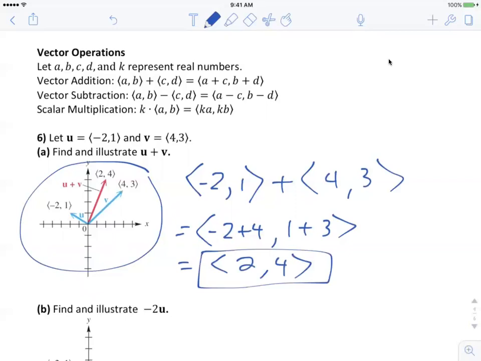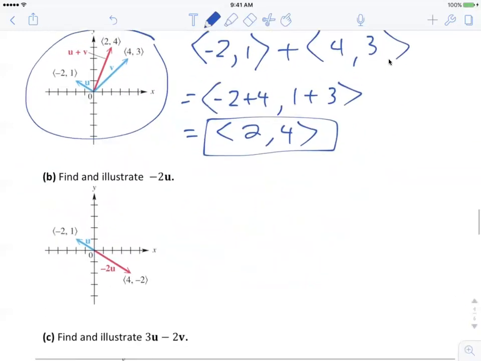So we were wondering, why do they call it vector addition when it's the diagonal of a parallelogram? Doesn't seem like you're adding anything. Here's why it's called addition, because you add the horizontal components together, add the vertical components together, and that is the resultant vector. Pretty cool.